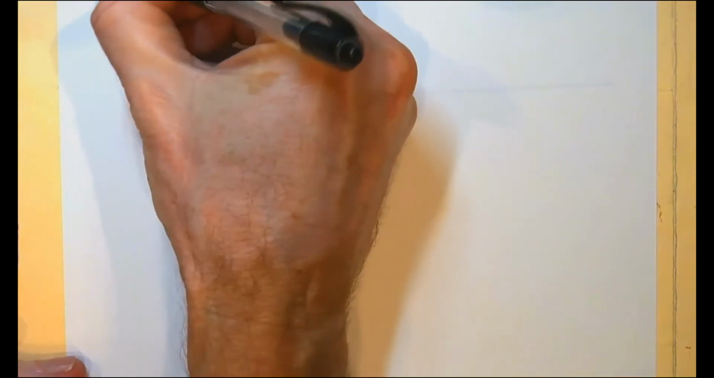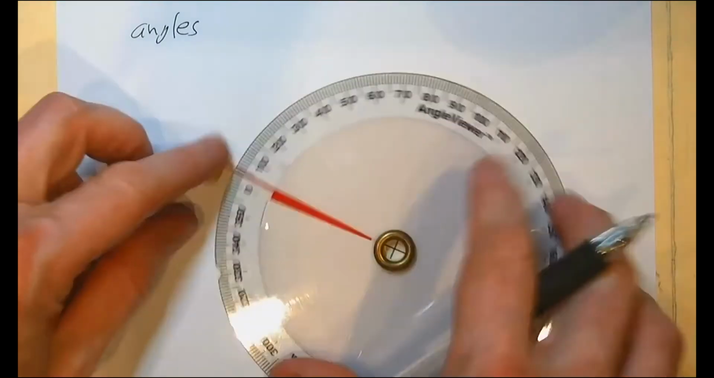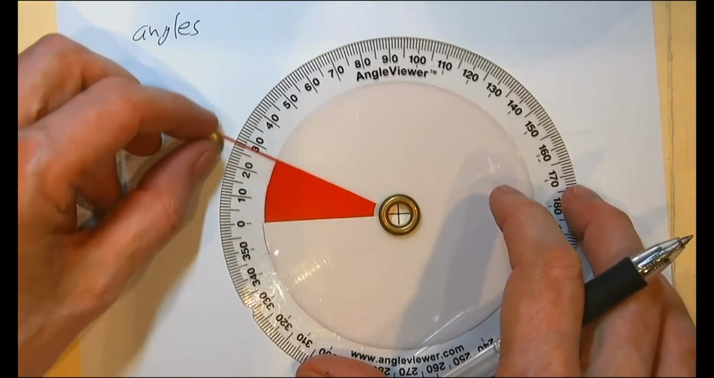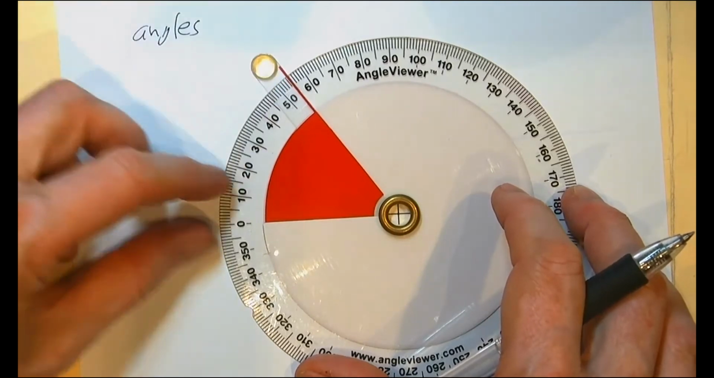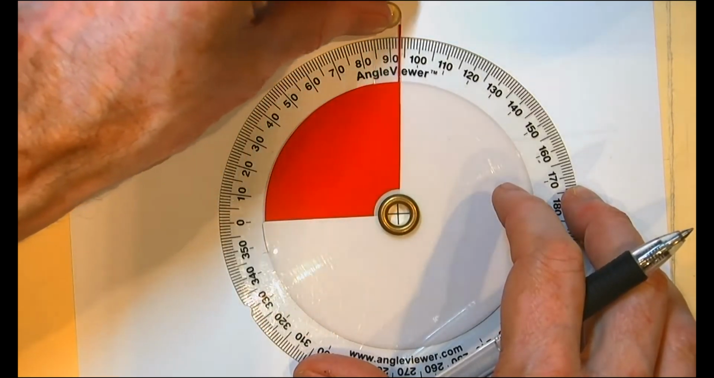Okay, so you know about angles. We're going to talk a little bit about angles. This is kind of a neat little thing. Here's an angle. You've probably seen this, it's how far apart these two rays are. As they get wider and wider, we say it's a bigger and bigger angle.